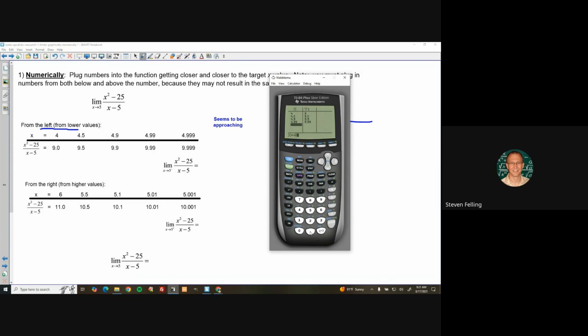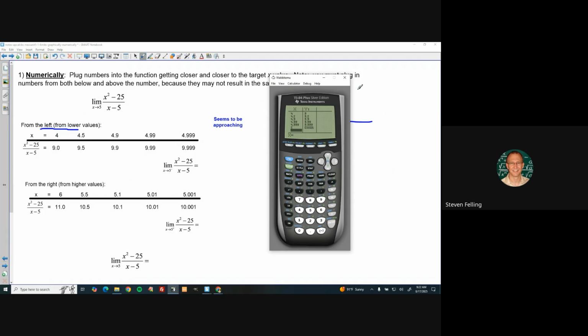So I'm getting closer and closer to 5, although I'm not actually plugging in the 5. If I were to try to plug the 5 in, then the calculator would say error. That's because if I plug a 5 into this, that would make this denominator 0, and dividing by 0 is undefined. So we can't actually plug the target value in. But as we get closer and closer to 5, the number that we get out of the function seems to be getting closer and closer to 10.